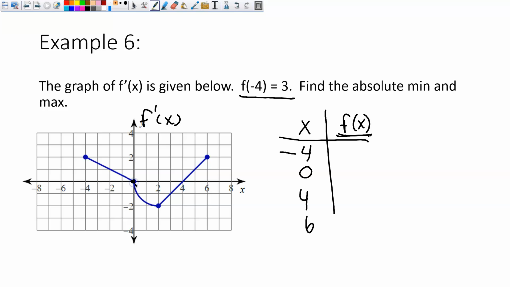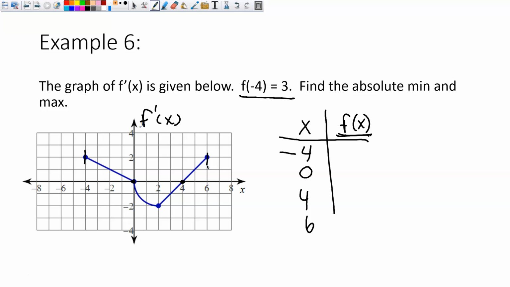At 0, 0, where else? Good. So that's our critical values. And where are the endpoints? Well, that's these. So we only need those ones. We don't need that 2 down there. That's not a critical value. It's not an endpoint. It's not a relative extrema. Okay? All right. So let's go ahead and continue.